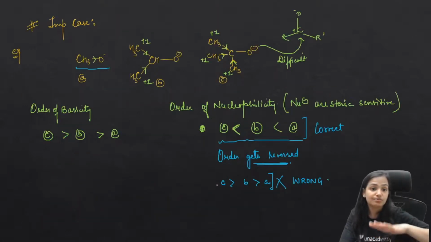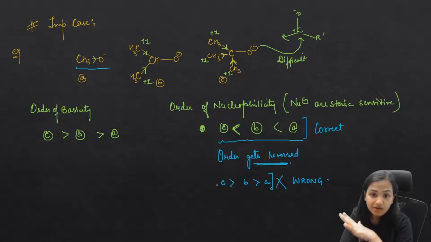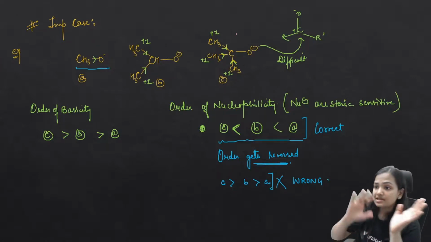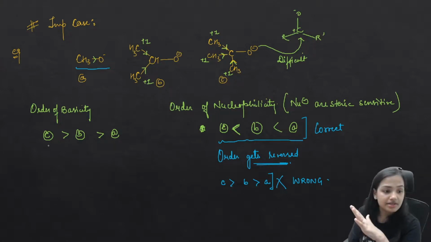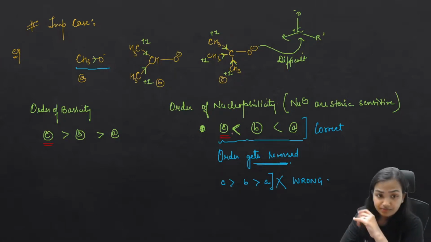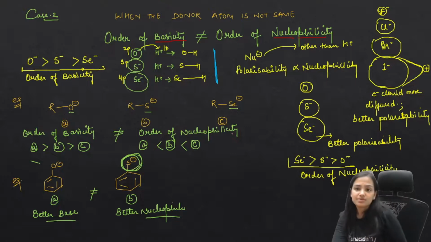But here there was an important case of steric hindrance. If there is a steric problem, then ultimately the base will form. C is going to be a good base. But for the nucleophile, because of the steric problem, C is going to be a poor nucleophile. Got it? Now, when the donor atoms are not the same, the order is going to be opposite.